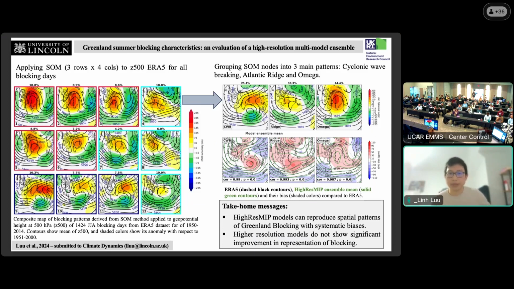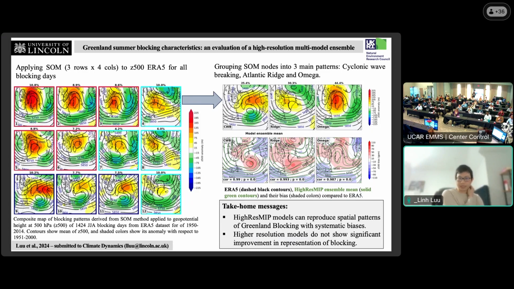If you look at the upper part of the right-hand panel, they are 3 different patterns from ERA5, and the bottom part, which is the multi-model mean minus ERA5, we can still see a similar pattern like in the previous slide. The models can reproduce the spatial pattern of the 3 main patterns of blocking over Greenland, but there are very clear systematic biases.